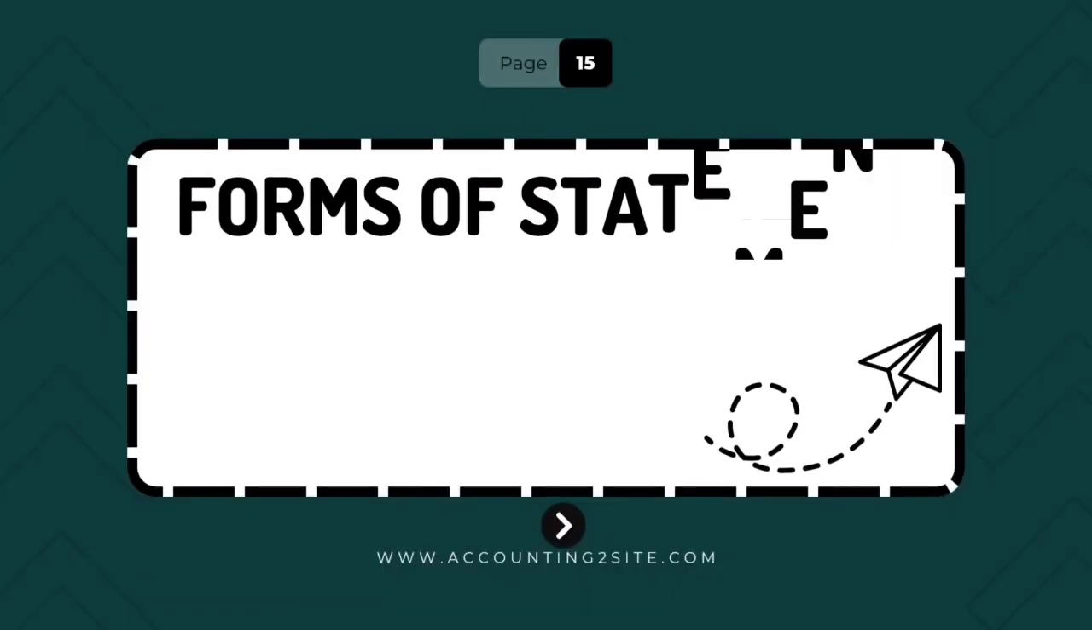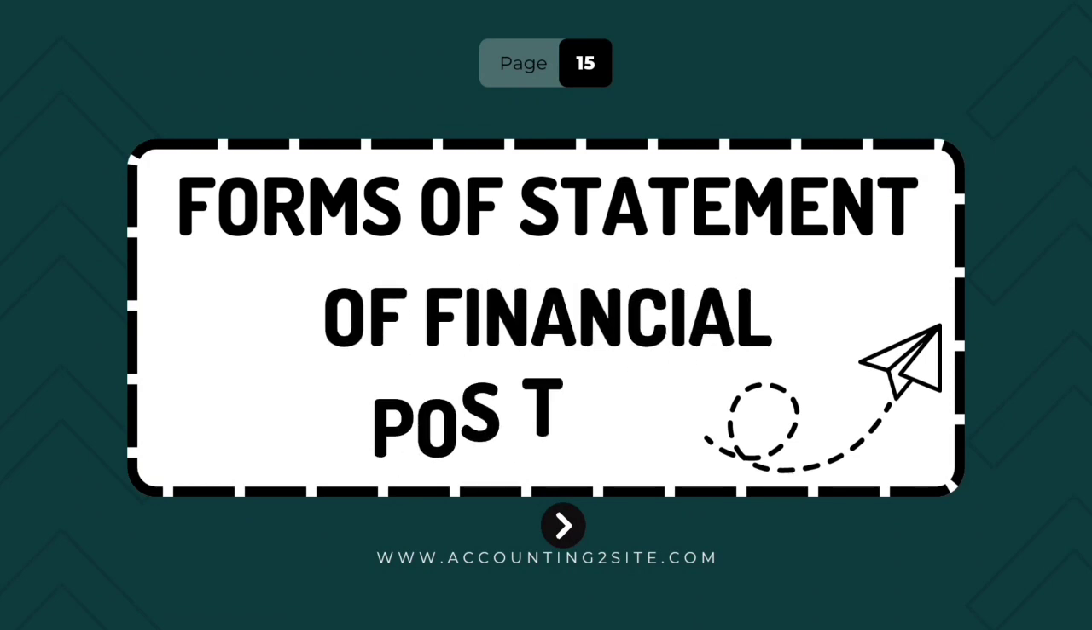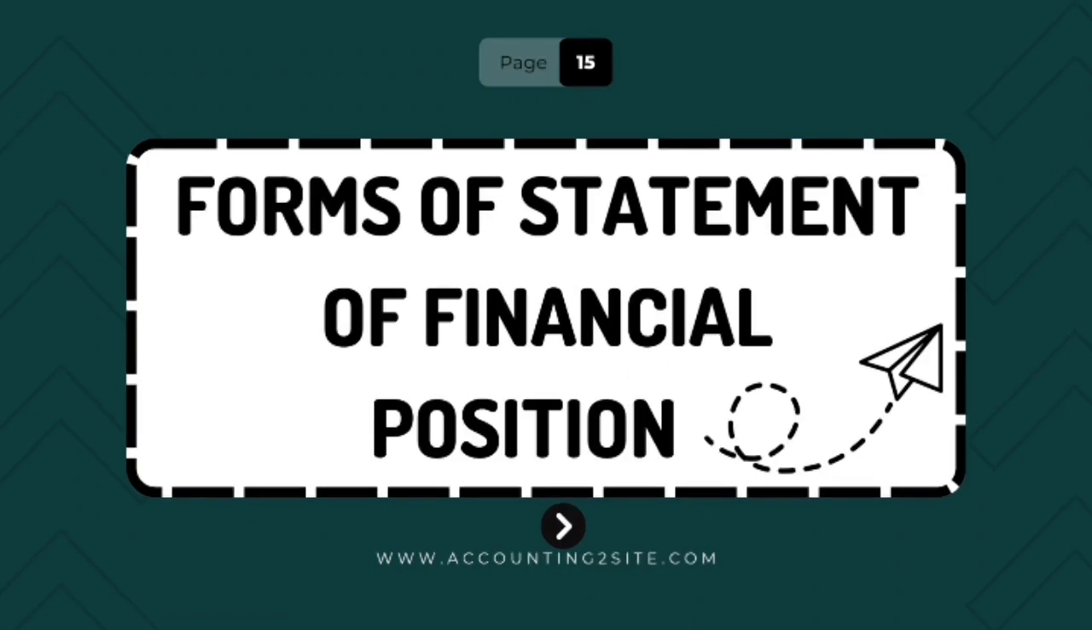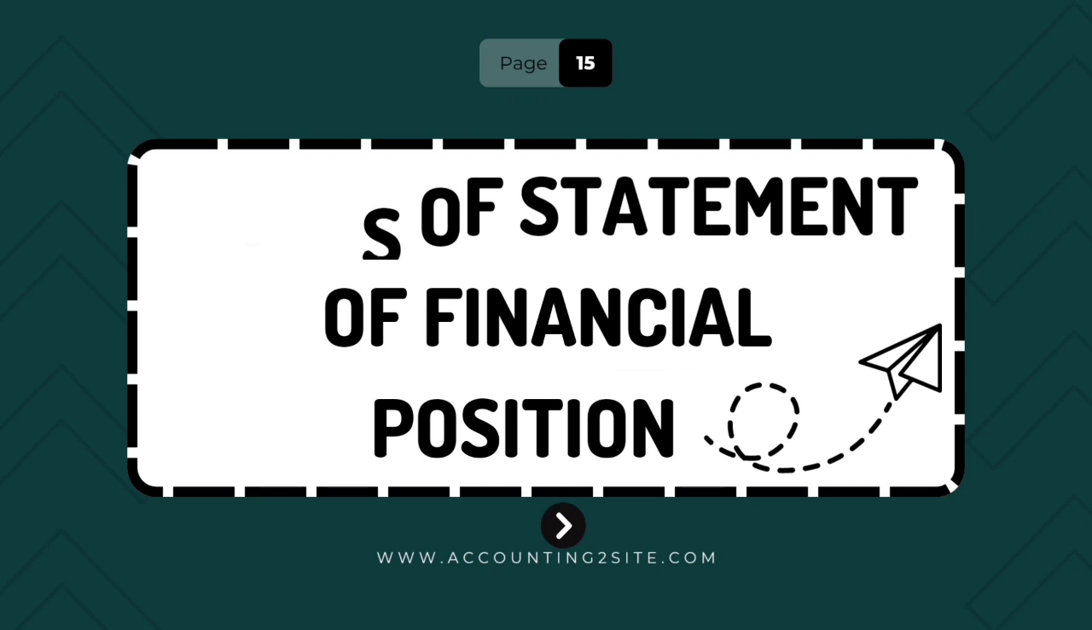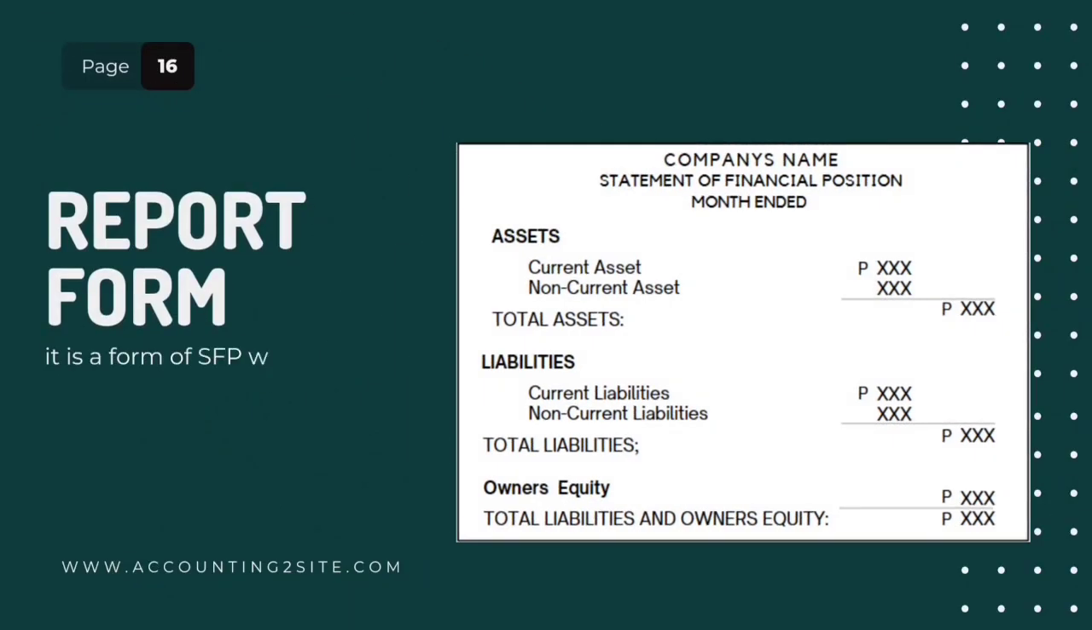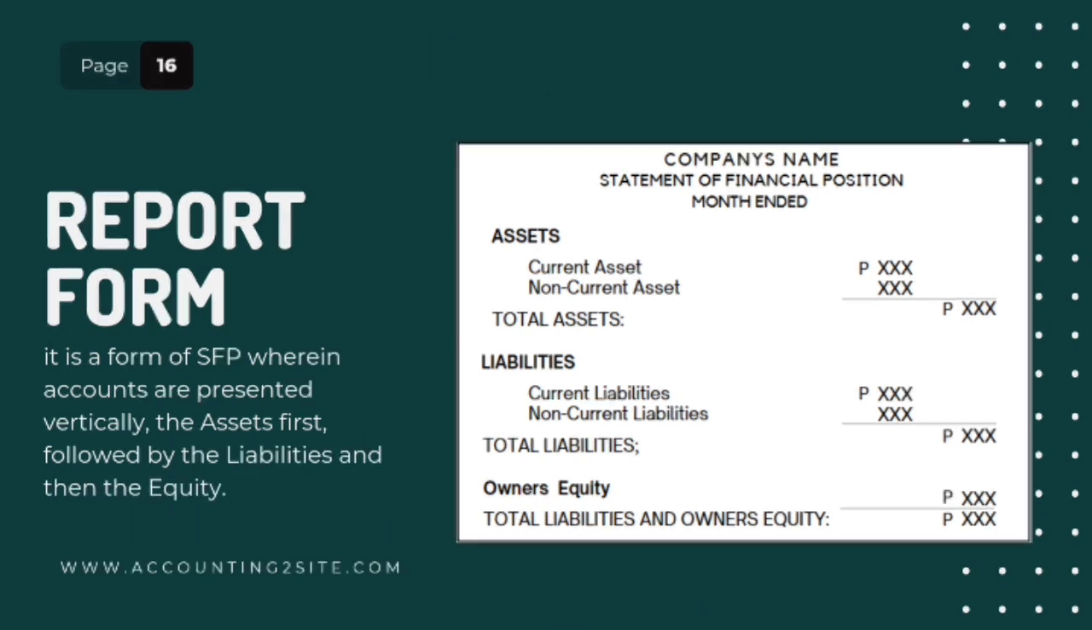The Statement of Financial Position or SFP has two forms, the report form and the account form. Report form. It is a form of SFP or Statement of Financial Position wherein the accounts are presented vertically. Ibig sabihin, pinipresent ito ng patayo. And based on the given sample, nauuna ang assets, followed by the liabilities, and then the owner's equity, or we call it also the equity.